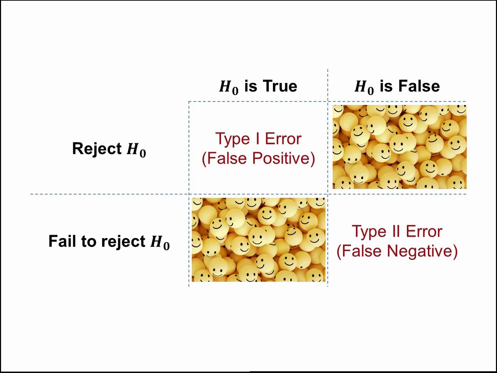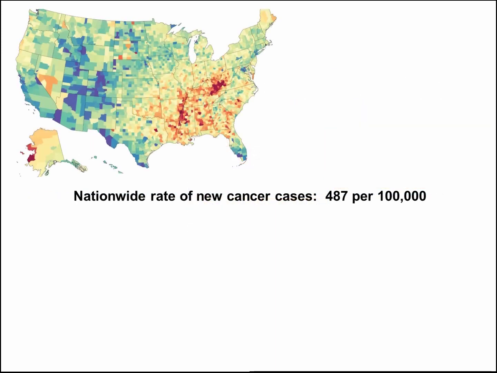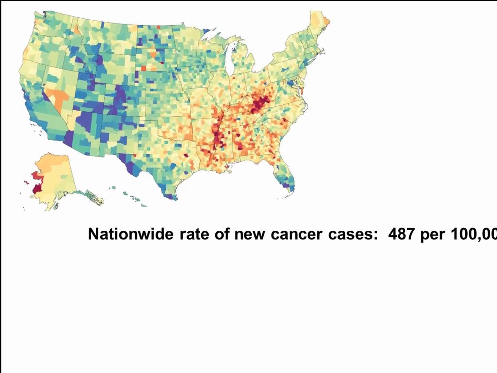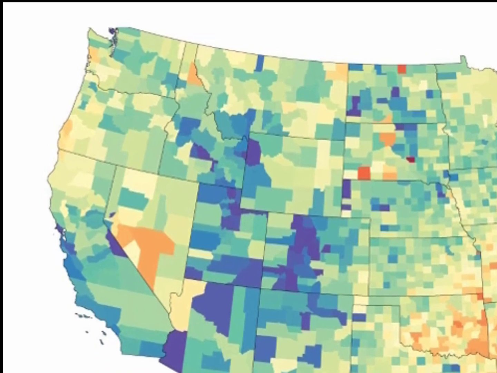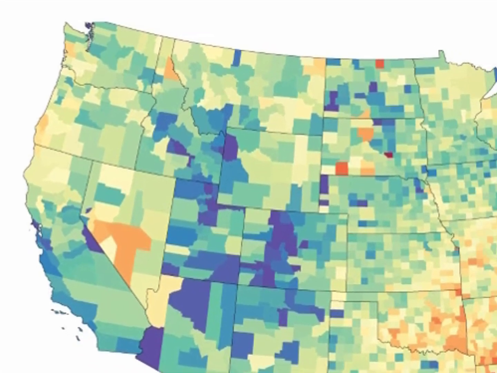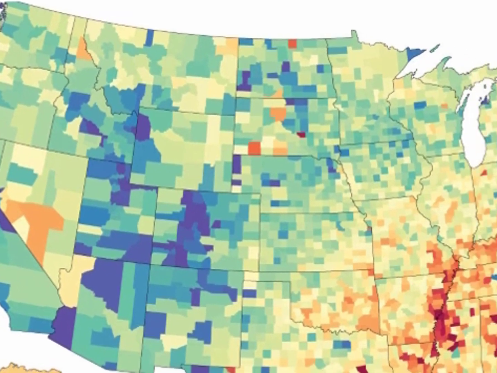Now let's move on to the multiple testing problem. I'll start with an example. According to a recent Centers for Disease Control and Prevention study, the nationwide rate of new cancer cases in a recent year was 487 per 100,000 people. Many scientists believe that some of these cancers are caused by exposure to substances in the environment. So how can we determine which environmental substances increase the risk of cancer?